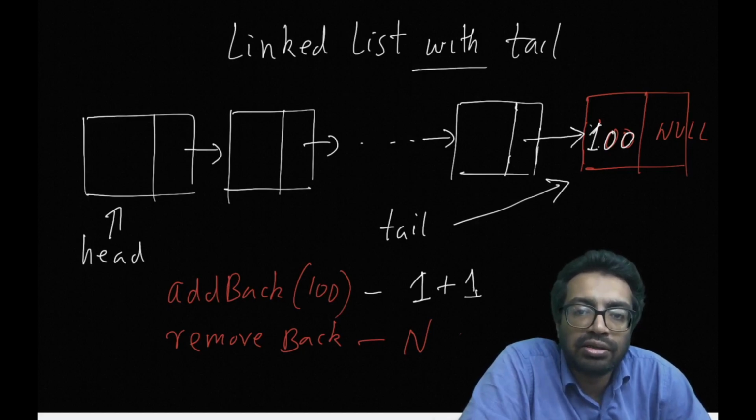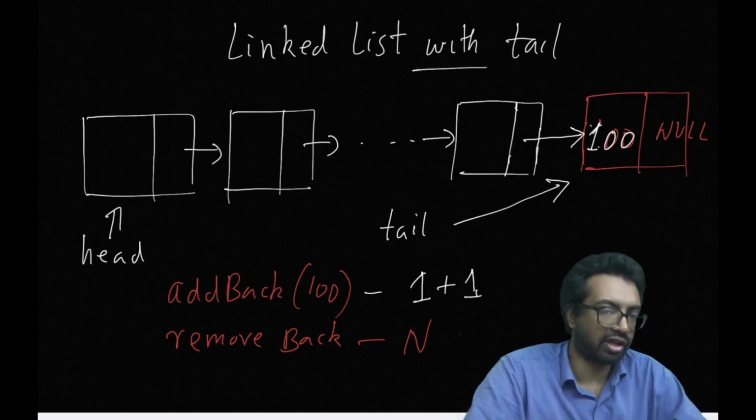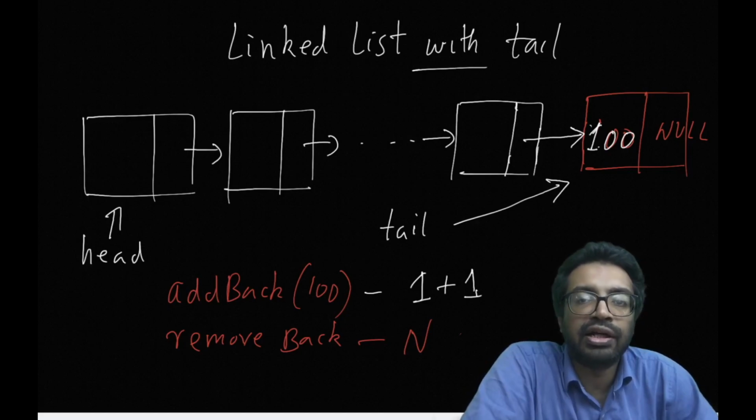If you want removeBack also to be constant, 1 or 2, something like that, we'll have to do something else. We'll have to build a different list.